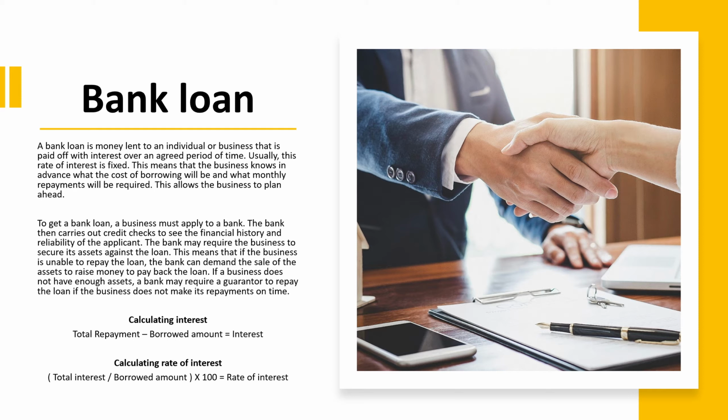To get a bank loan, a business must apply to a bank. The bank then carries out credit checks to see the financial history and reliability of the applicant. The bank may require the business to secure its assets against the loan. This means that if the business is unable to repay the loan, the bank can demand the sale of the assets to raise money to pay back the loan.